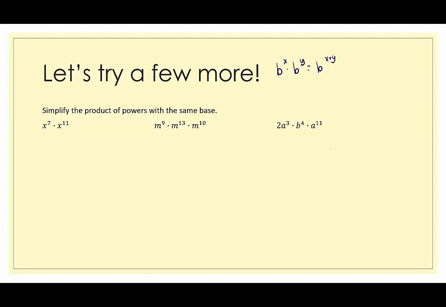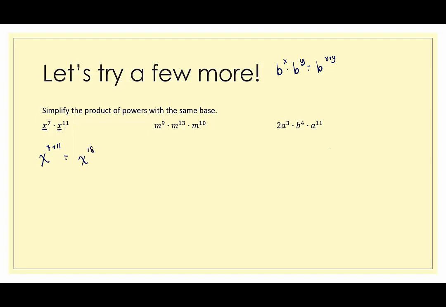And of course, the more comfortable you get with these, the more steps you can skip. If you forget, you can always expand and count, although in this first example, I'm not sure I want to expand. X to the 11th, that's 11 factors of x. That's a lot of x. Yikes. So we have the same base, right? We have base x and base x. What do we do with these exponents? We add them together. 7 plus 11 is 18.